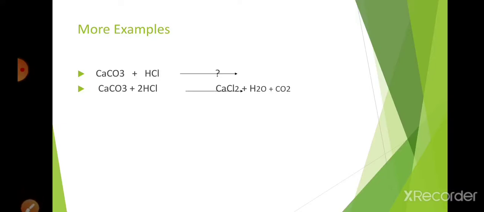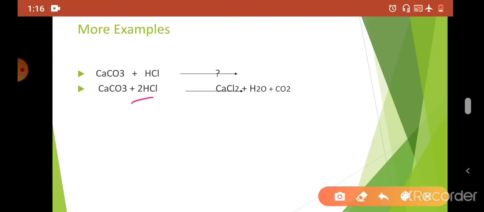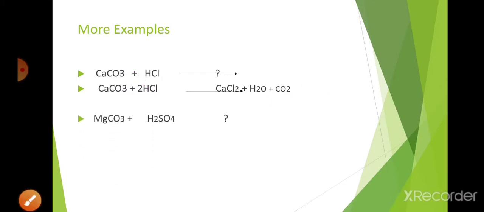CaCO3 plus 2HCl, the 2 is written to balance, gives CaCl2 plus H2O plus CO2. So metal carbonate, calcium carbonate, plus HCl acid gives salt plus water plus CO2. Salt is formed by double displacement: Ca combines with Cl and hydrogen goes with CO3, and then it forms H2O and CO2, right? Next reaction coming up: MgCO3, that is magnesium carbonate, when it combines with H2SO4, what is it going to give us?